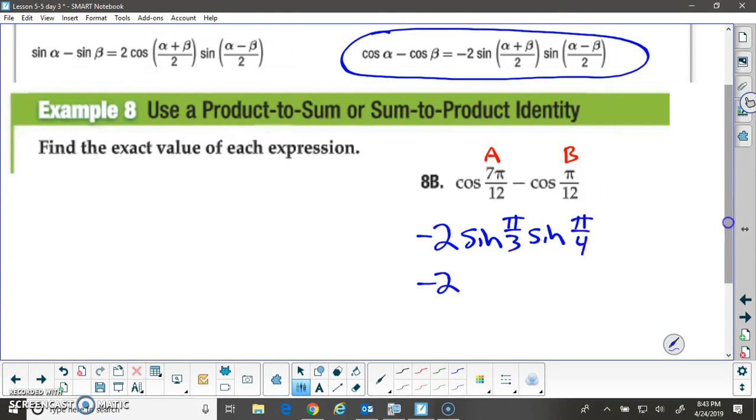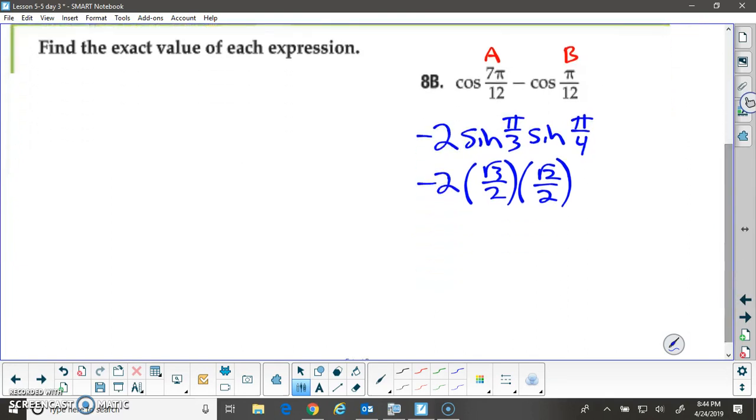So substituting in from my unit circle, the sine of pi over 3 is equal to root 3 over 2. Sine of pi over 4 is equal to root 2 over 2. These 2's can cancel, and so that gives me the result of negative root 6 over 2. Almost the same answer that we had on the last problem.